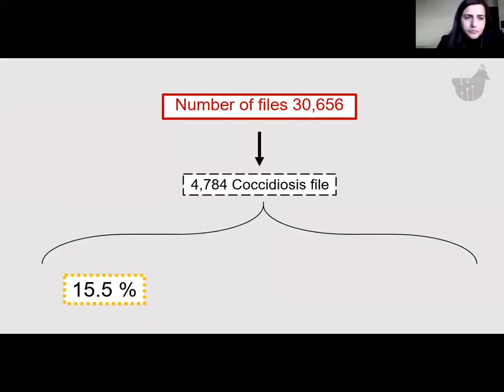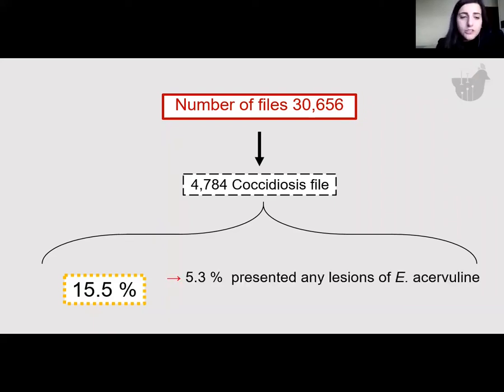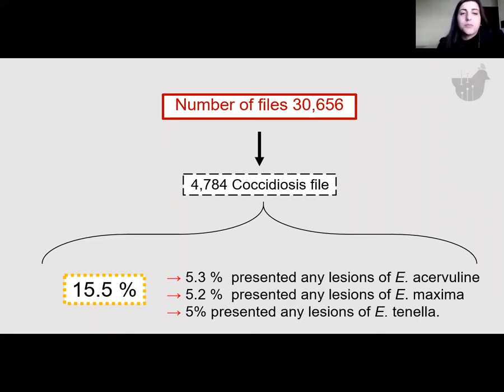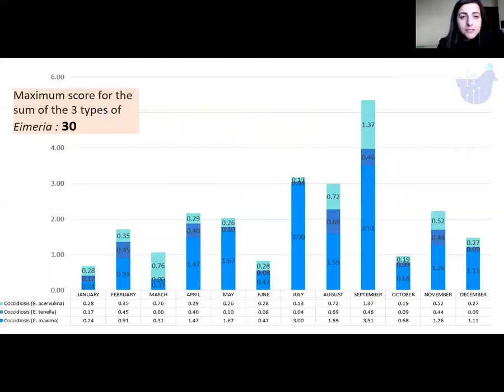Of the more than 30,000 files that we received, the files about coccidiosis, the characteristic lesions of coccidiosis, were 4,784 files, which means 50% of all the lesions found represent coccidiosis. 5.3% present lesions of Eimeria acervulina, 5.2% present lesions of maxima, and 5% present lesions of tenella.